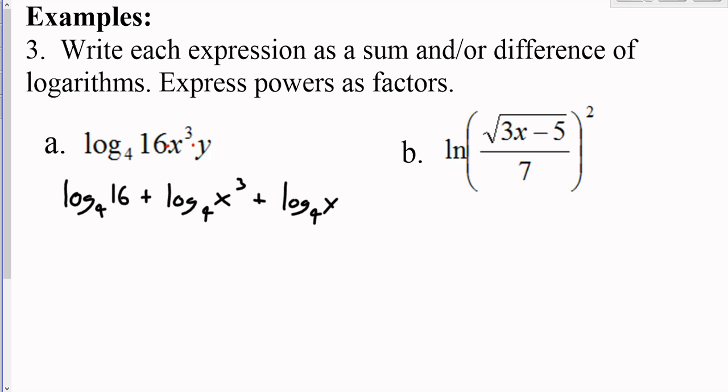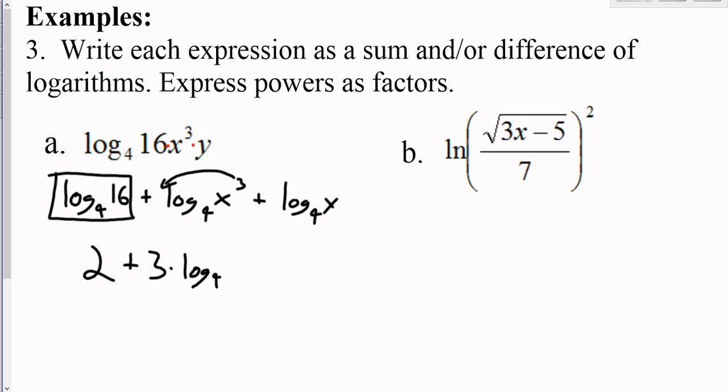y. Well, if we can ever simplify them and they're only just numbers, we want to. So this is saying 4 to what power is 16. So I know 4 squared is 16, so that's 2 plus. Now I'm going to use my power property, and I'm going to write that down as a factor. So I can do 3 times log base 4 of x. And then this one can't be simplified anymore. Log base 4 of y.